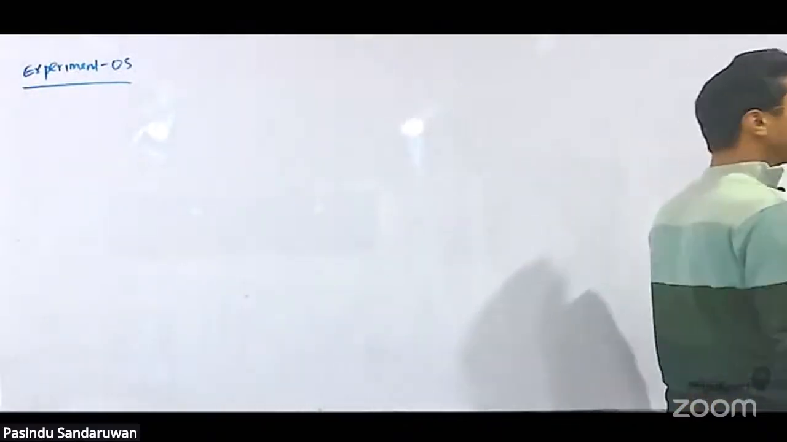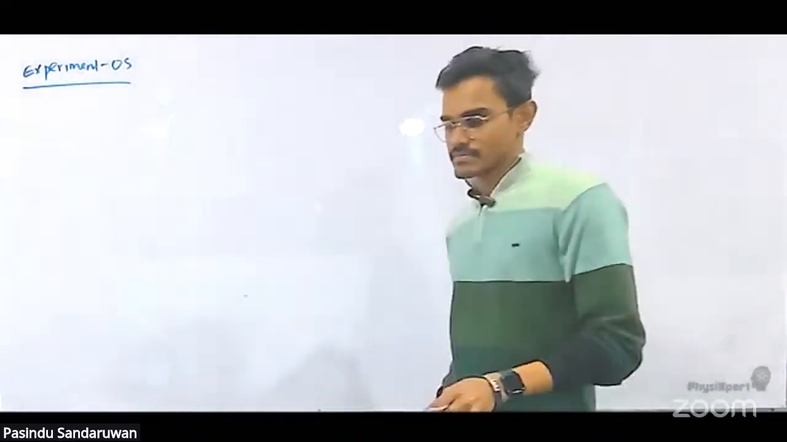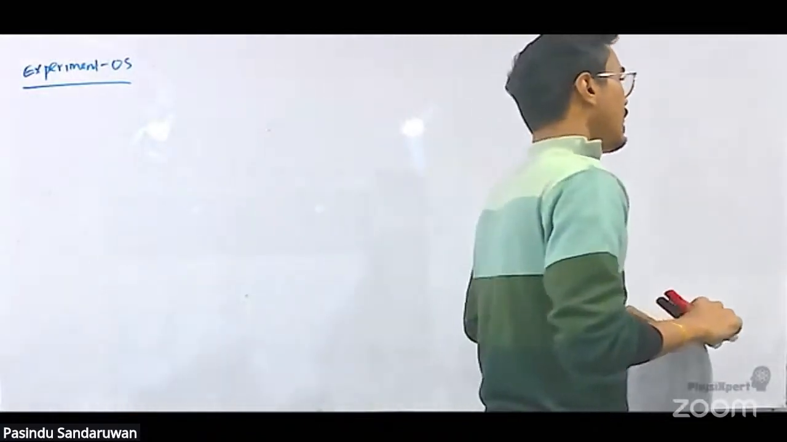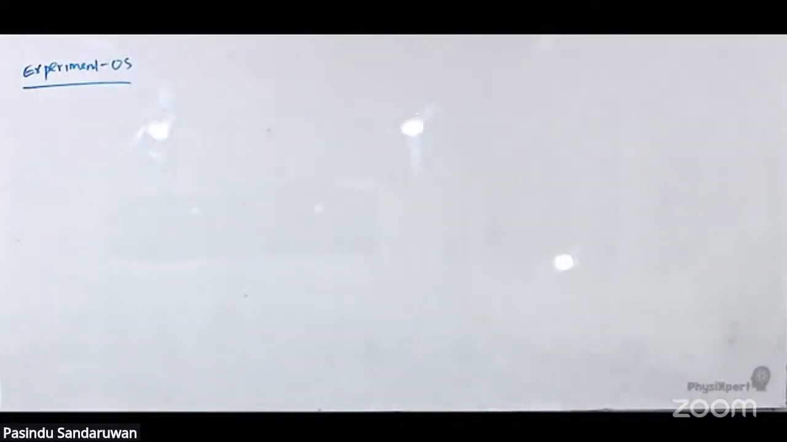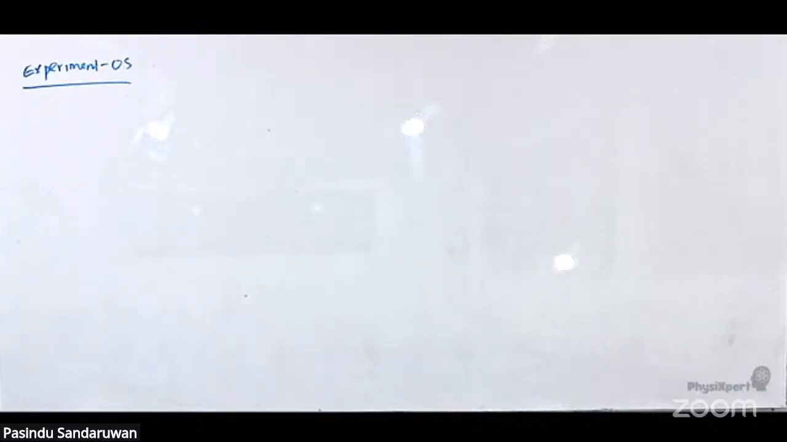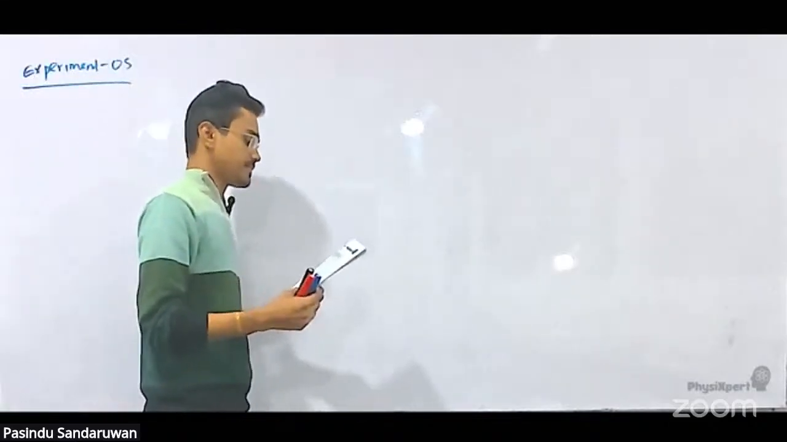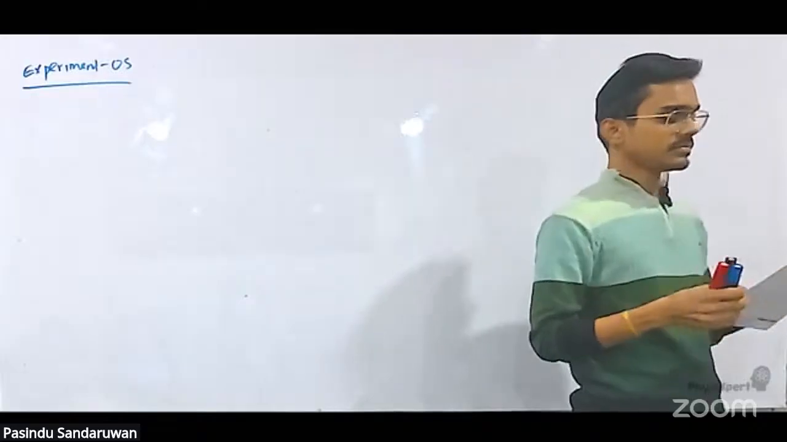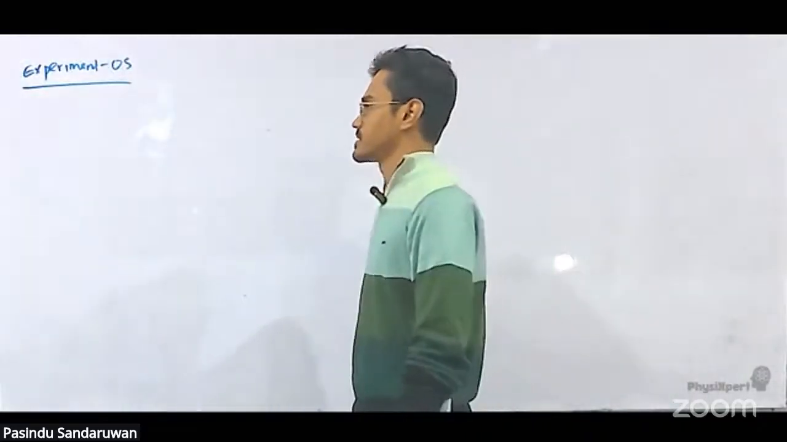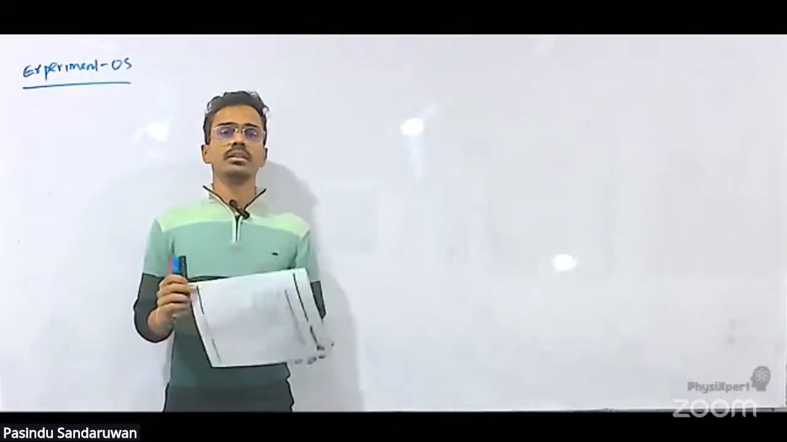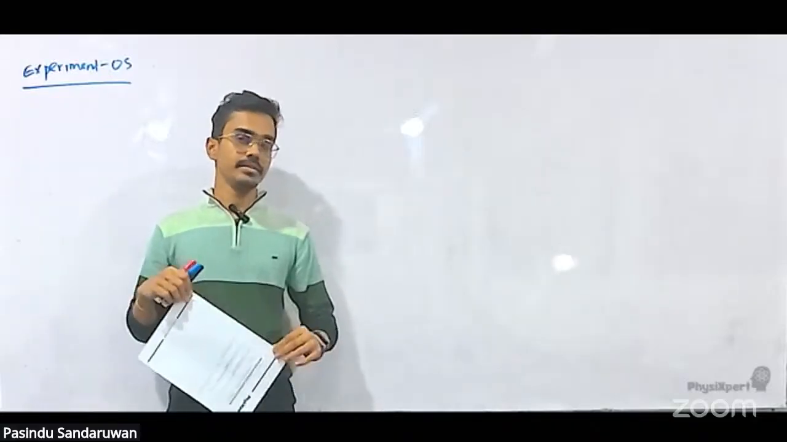Experiment 5. Write down: determination of angle of minimum deviation and refractive index of prism material using spectrometer.